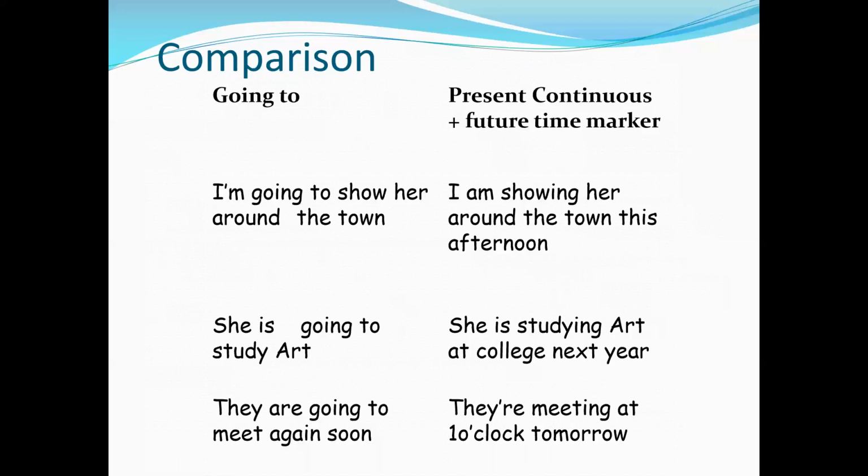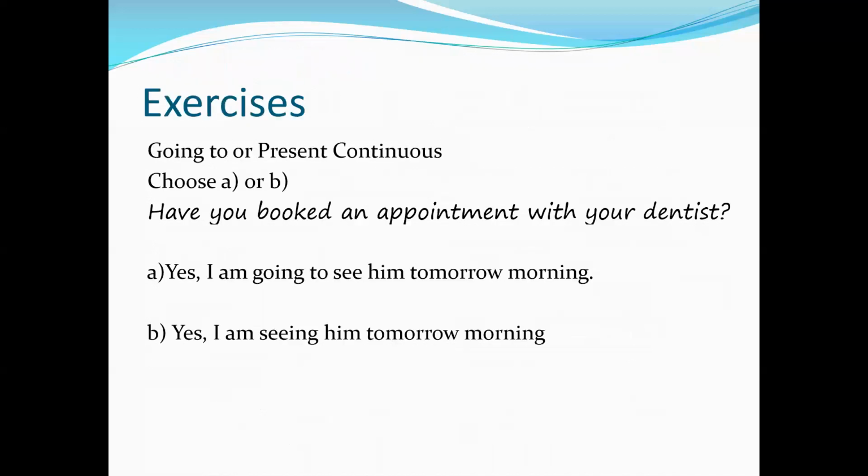She's going to study art. It's your plan. She's studying art at college next year. So she has passed the exams and has enrolled in the college. They're going to meet again soon. It's their plan. They're meeting at 10 o'clock tomorrow, so it's obvious that they have arranged the meeting.